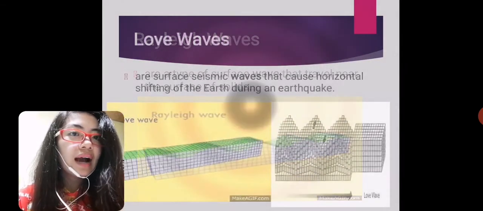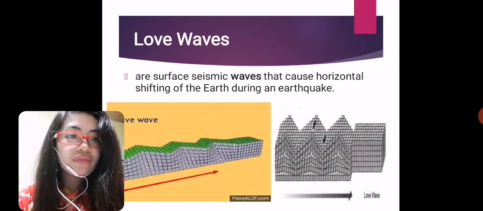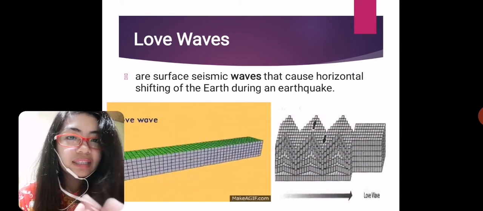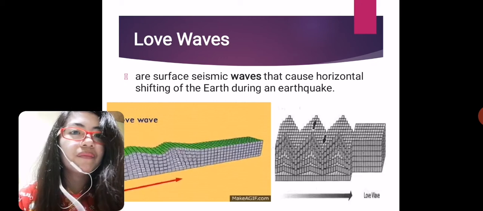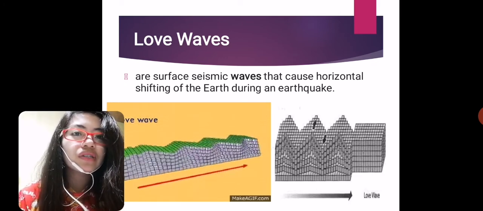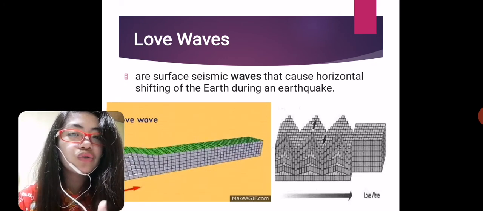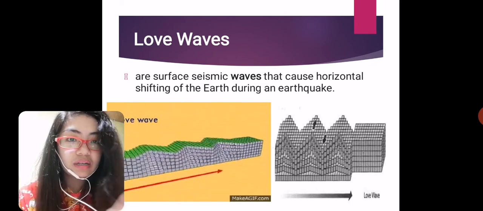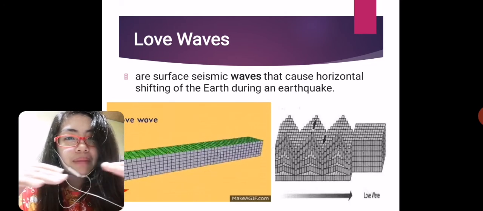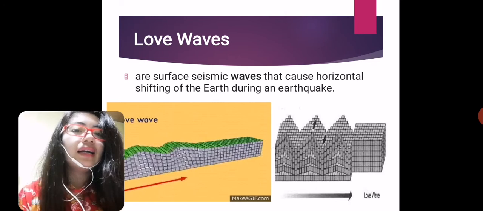While, ang ating love wave ay, ang movement niya ay pa-horizontal. Surface seismic waves that cause horizontal shifting of the earth during an earthquake. Pahalang yung galaw niya ng ating mga love wave.